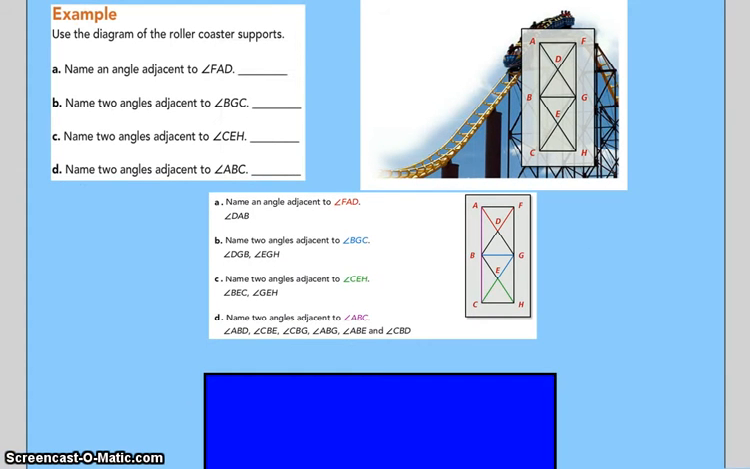Name an angle adjacent to angle FAD. That would be angle DAB. Name 2 angles adjacent to angle BGC. That would be angles DGB as well as angle EGH. Name 2 angles adjacent to angle CEH. That would be angles BEC and angle GEH. Name 2 angles adjacent to angle ABC. There's 6 listed there. Hopefully you got 2 of those 6.